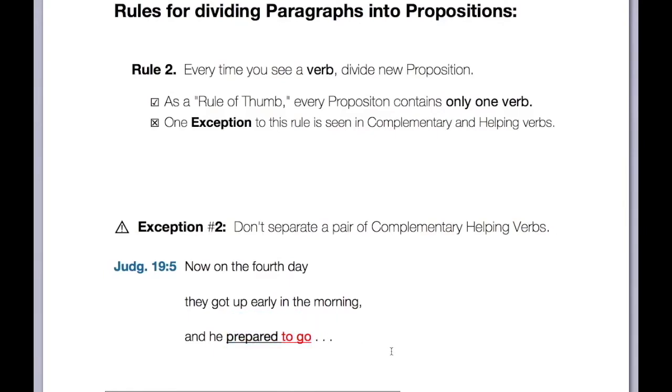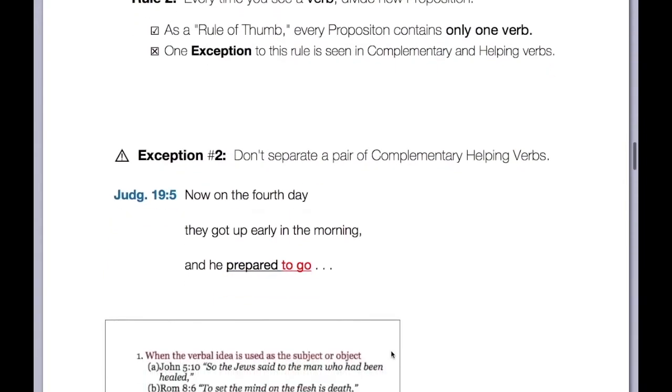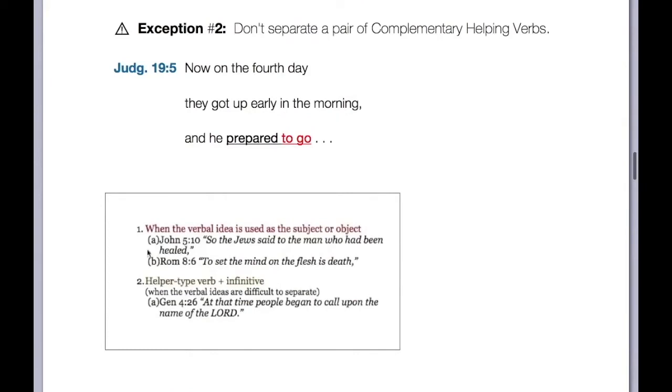So to take a step back and review what we've looked at so far, we said when the verbal idea is used as the subject or the object, don't divide it, or when you see complementary verbs, don't divide them either. Or in other words, if you see a verb glued in with other nouns, you won't be able to separate it. Or when you see verbs that are glued together, you won't be able to separate them.